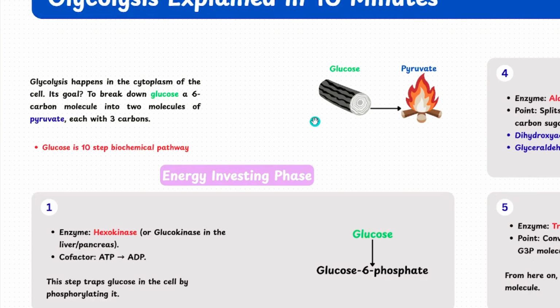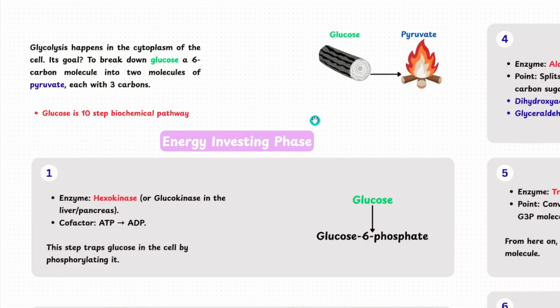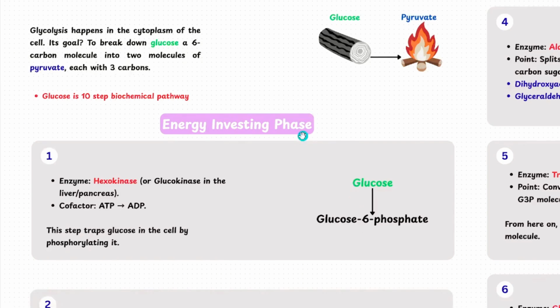Now, glycolysis is a 10-step biochemical pathway. So I've divided these pathways into 2 phases: the energy investing phase and the payoff phase. In the energy investing phase, we use some ATP that is from the body, and in the payoff phase we produce more ATP, right, into the body and a pyruvate. So let's begin the first reaction.